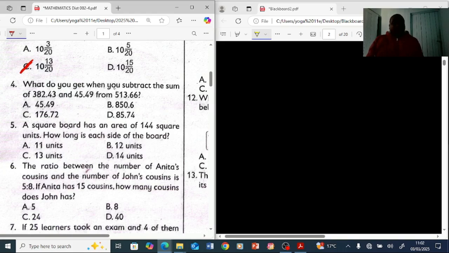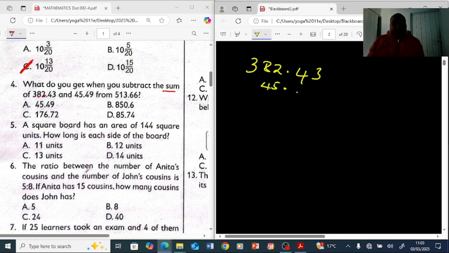What do you get when you subtract the sum of this and this from this? What do you get when you subtract the sum of this and this? So first we need to get the sum of 382.43. Sum means addition. So we add 45.49. Once you get the sum, and then we subtract from here.